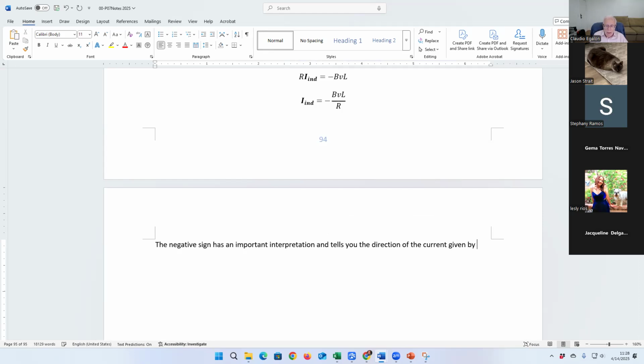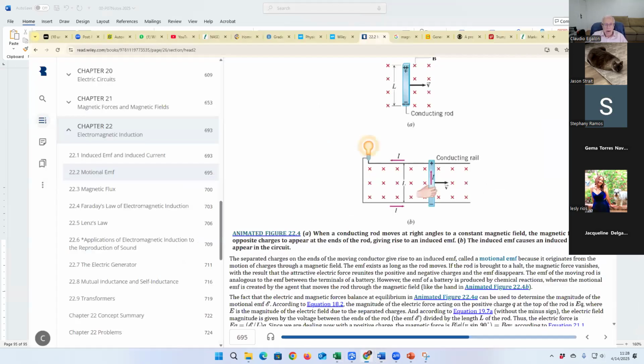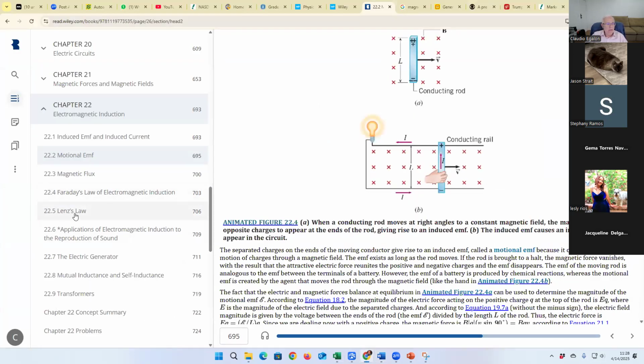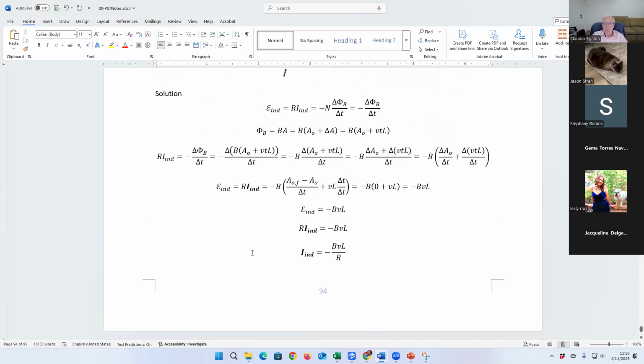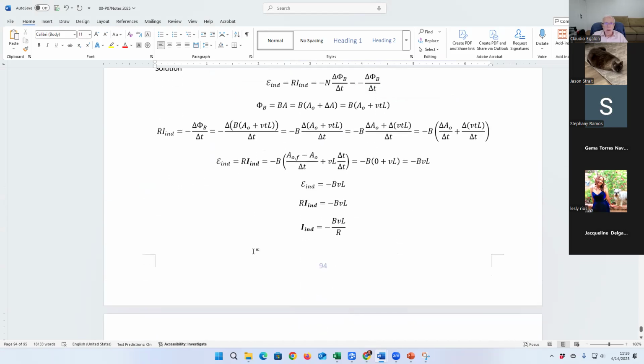Given by Lenz's law. And I'm going to put "law" between quotes because it's not exactly a law. Okay. Lenz's law. And let's see how it goes, right? So now here you go.